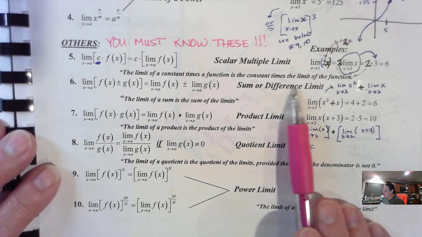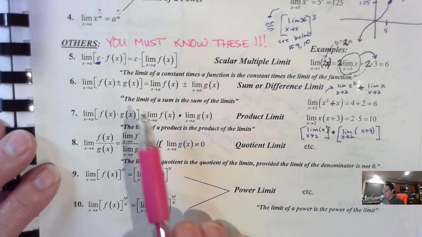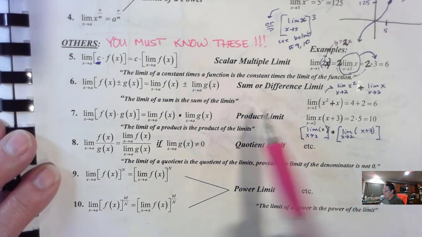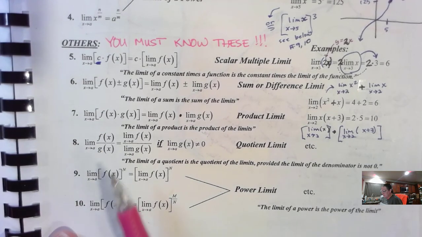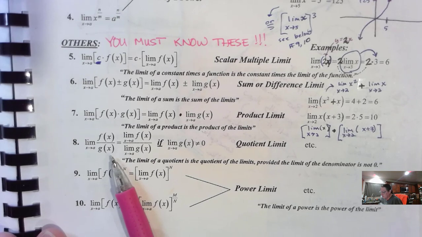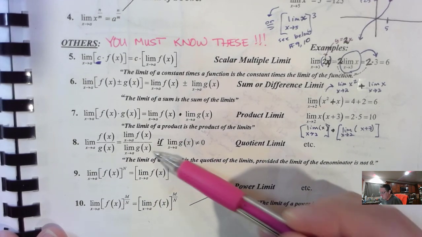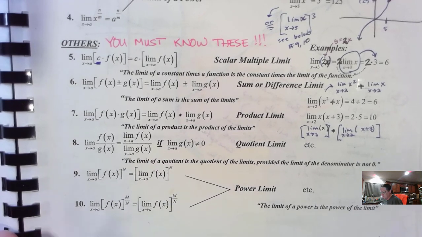That is our sum or difference limit. The limit of a sum is the sum of the limits, or the limit of a difference is the difference of the limits. And here's an example that illustrates that. Likewise, the limit of a quotient is the quotient of the limits, as long as the limit on the bottom is not 0.